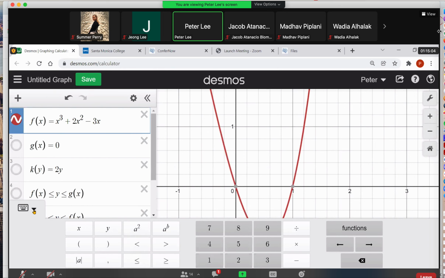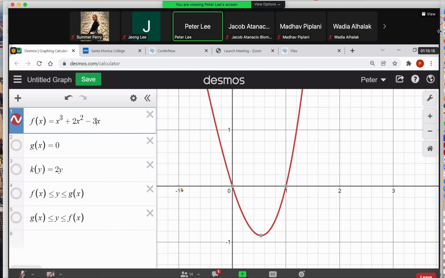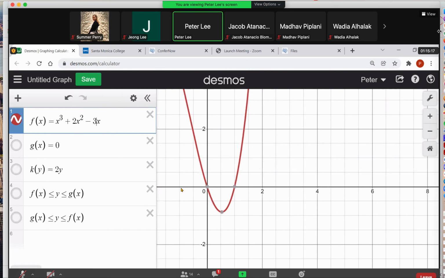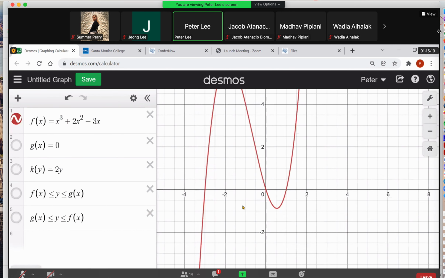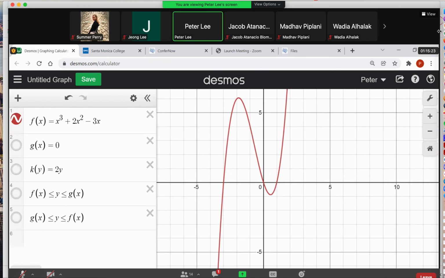Class, if you apply a graphing utility to graph this, can you? Wait a minute, where is the graph? Oh, the graph is over here. I see. Okay, we have this. So let's look at this. So f of x is this, and g of x is 0, let's say.